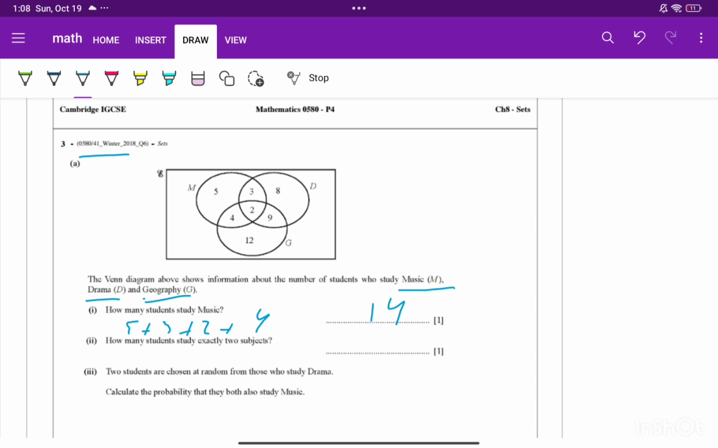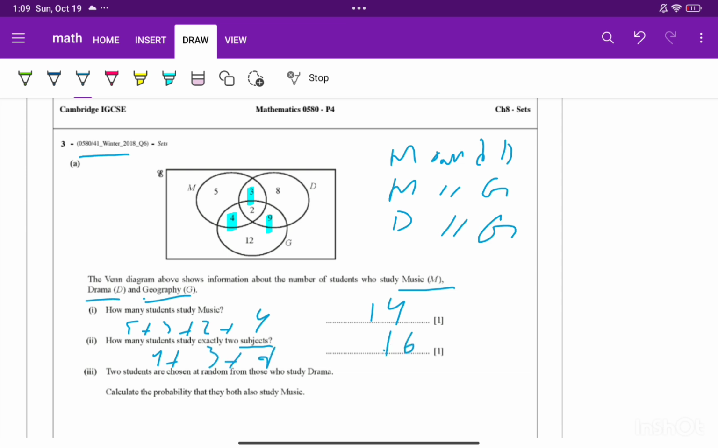Okay, how many students study exactly 2 subjects? So the subjects could be music and drama, or music and geography, or drama and geography. So this area, and this area. So we will plus this. So 4 plus 3 plus 9, answer will be 16. Okay, let's move to next part.